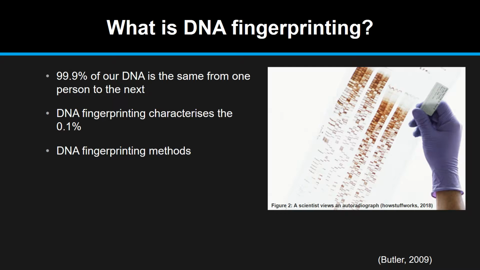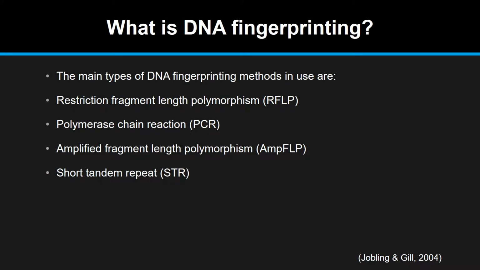DNA fingerprinting can be used by forensic scientists to determine the identity of a person by blood, tissue, or hair follicles to high levels of accuracy. So the main types of DNA fingerprinting methods in use are restriction fragment length polymorphism, or RFLP, polymerase chain reaction, PCR, amplified fragment length polymorphism, AMFLP, and short tandem repeats, STR. And I'll briefly go over each one.